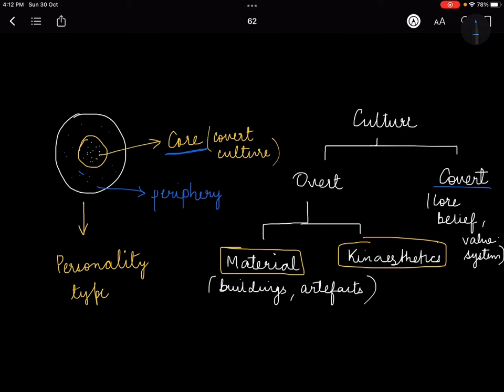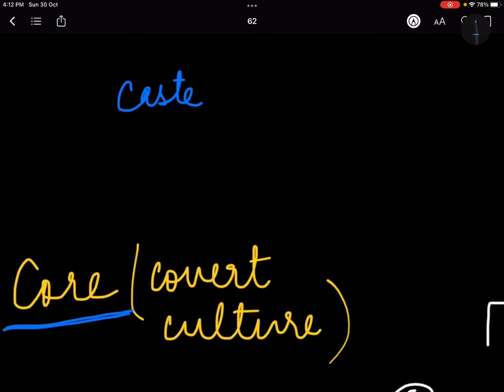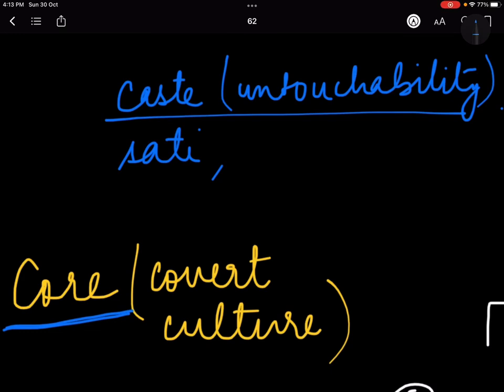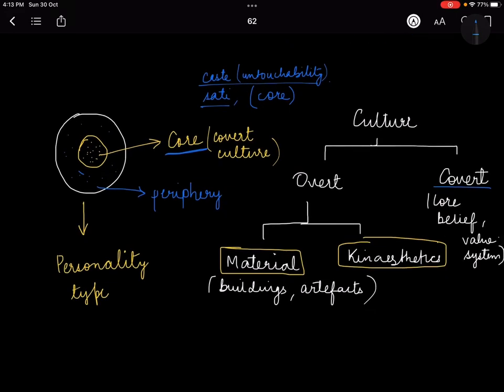Theek hai? That is why you can say things like caste ki wajah se the issues of untouchability, you can say untouchability. Then you can say the practice of sati at one point of time. Theek hai? Or any other thing which has got ingrained in the core aspect of it becomes difficult to change, right? Caste ke liye Dr. B.R. Ambedkar fought a very long battle, right? Similarly, Raja Ram Mohan Roy and many other people for sati. Theek hai?